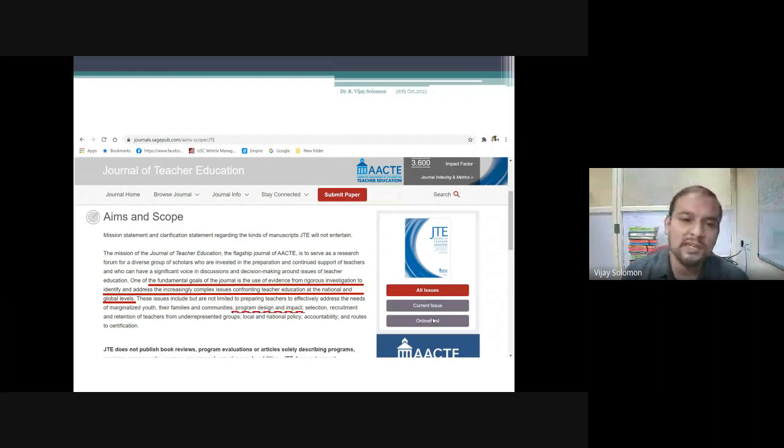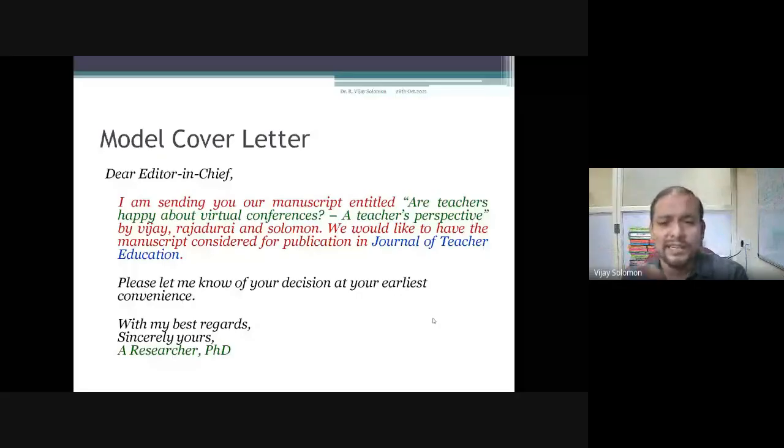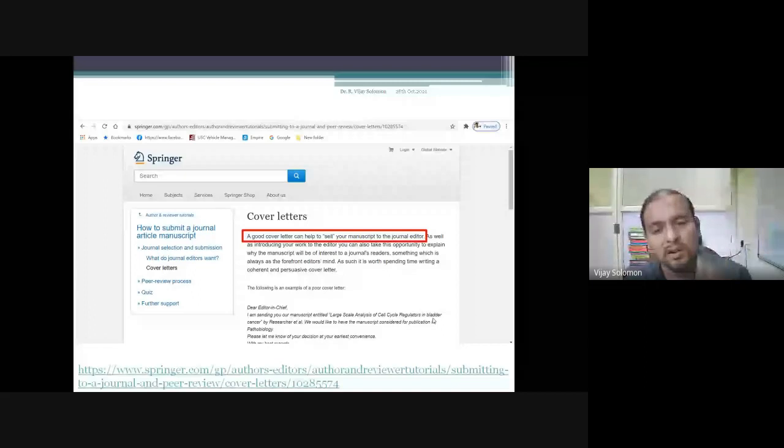Most often we send our cover letter to the journal like this: "Dear editor, I am sending a manuscript entitled this and this. We would like you to consider it for publication in your journal." Let us not do that, because a cover letter needs something else. Springer says a good cover letter can help to sell a manuscript to the journal editor, because good journals reject a lot of papers that are submitted on a daily basis. If 100 papers are submitted, only 10 will be sent for review, and we should be fortunate enough to be one of the 10 manuscripts submitted on the given day.